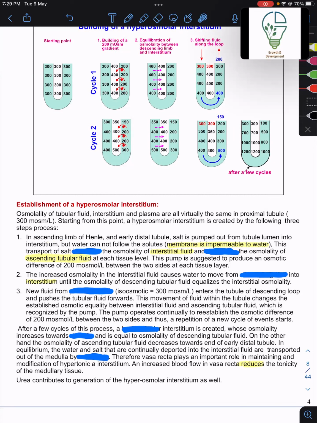Okay, and because the salts or the solutes are being pumped out of the ascending loop of Henle, is this going to increase or decrease the osmolality of the interstitial fluid? Okay, so I'm just going to repeat that. Because I'm pumping salts from the ascending limb of Henle, is this going to increase or decrease the osmolality of the interstitial fluid?